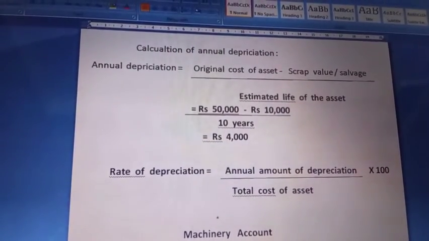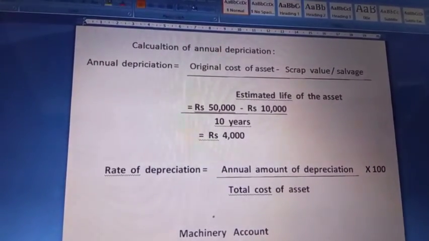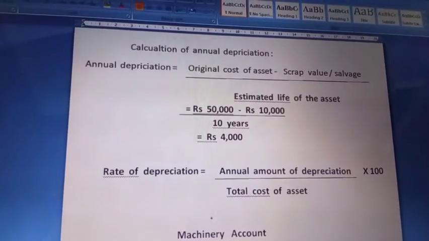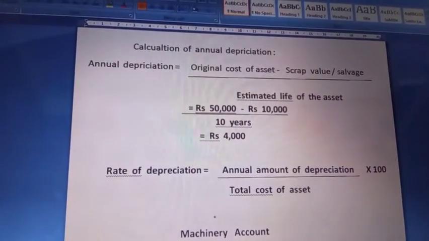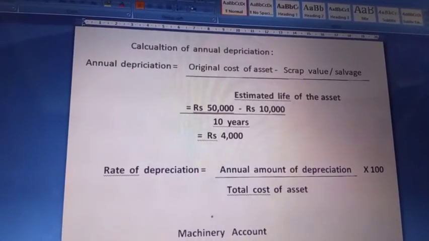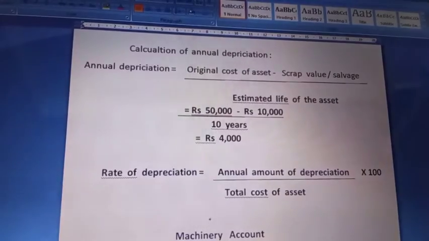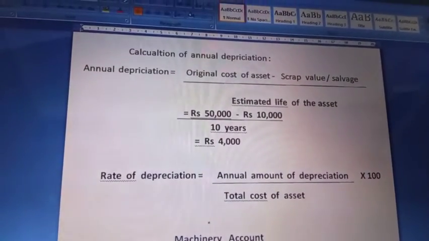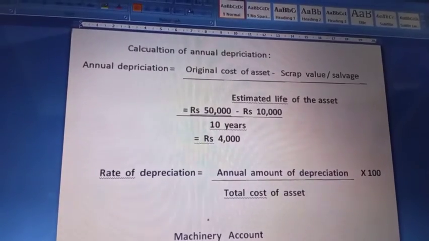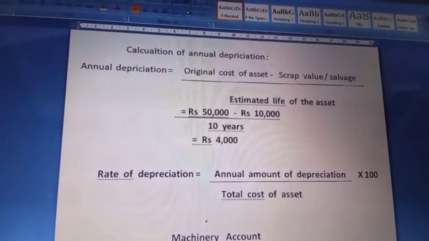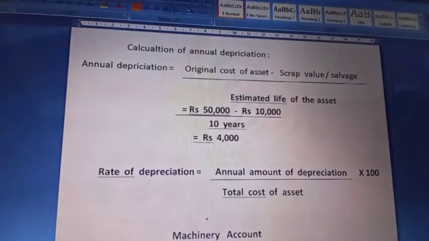Now the rate of depreciation will be calculated on this formula: annual amount of depreciation, 4,000 in our case, divided by the total cost of the asset. Whatever the total cost of the asset is, you have to put it there according to the question, and then multiply by 100 and you'll get the rate of depreciation. Okay, in most of the questions you will be given the rate, but if it is not given, you can work it out for your convenience. Okay, now we move on to the journal entries first of all.